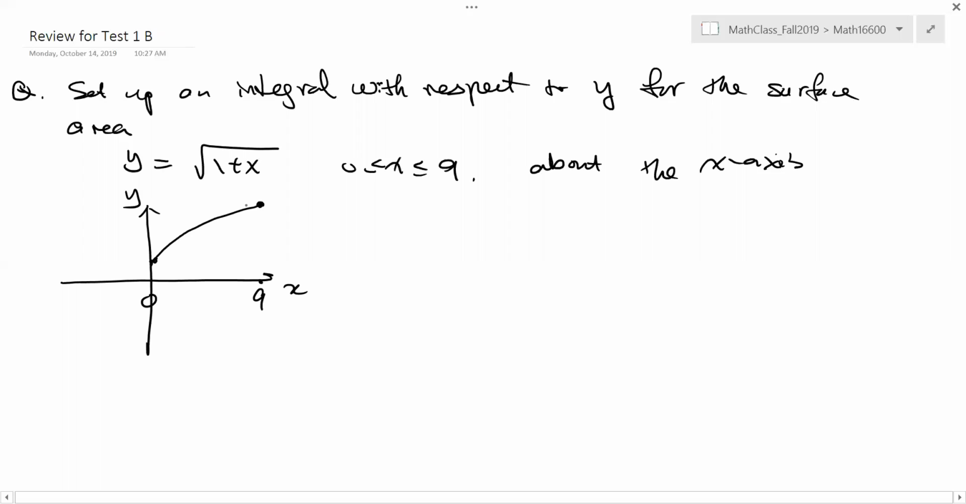Do you know why, right? It's y equals a square or something. It's part of a parabola. So rotate about the x-axis. That's a picture. So that's the first picture.